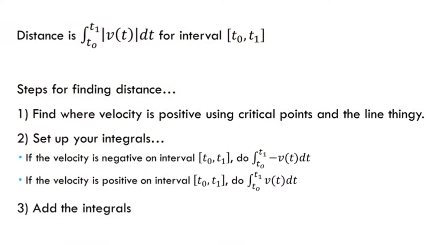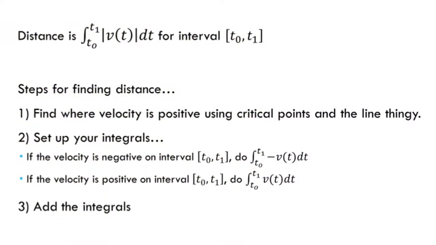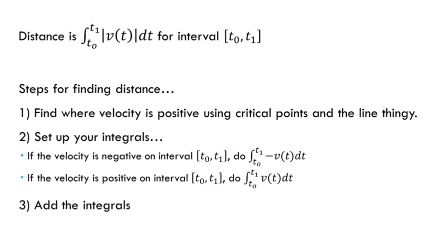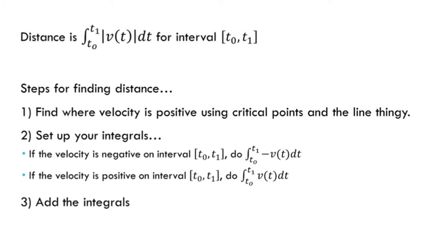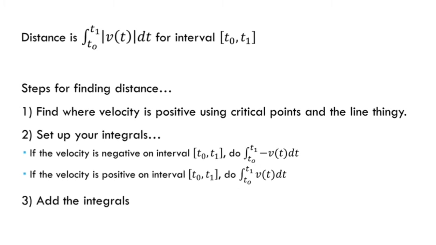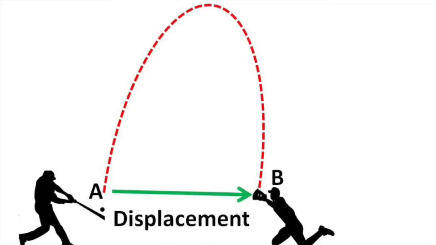Distance is a completely different animal though. In the jumping problem, if you jumped 3 feet up in the air and 3 feet down, you went 6 total feet. In that baseball problem, if you hit the baseball 50 feet up in the air and it came down another 50 feet, that ball traveled 100 total feet. Well, how do you calculate that?